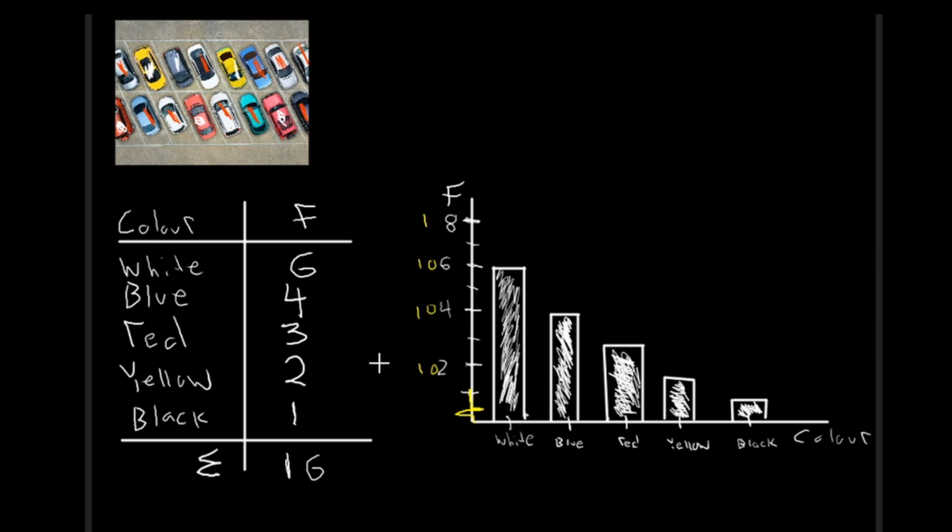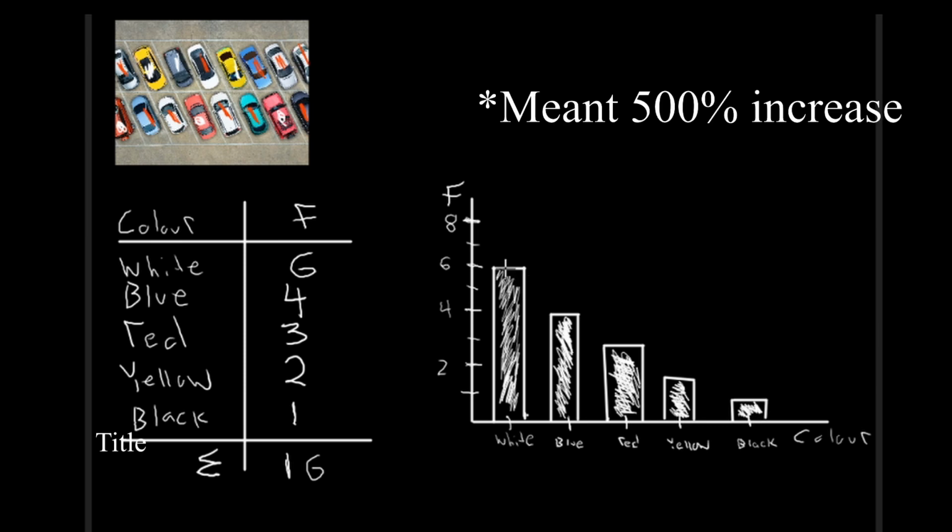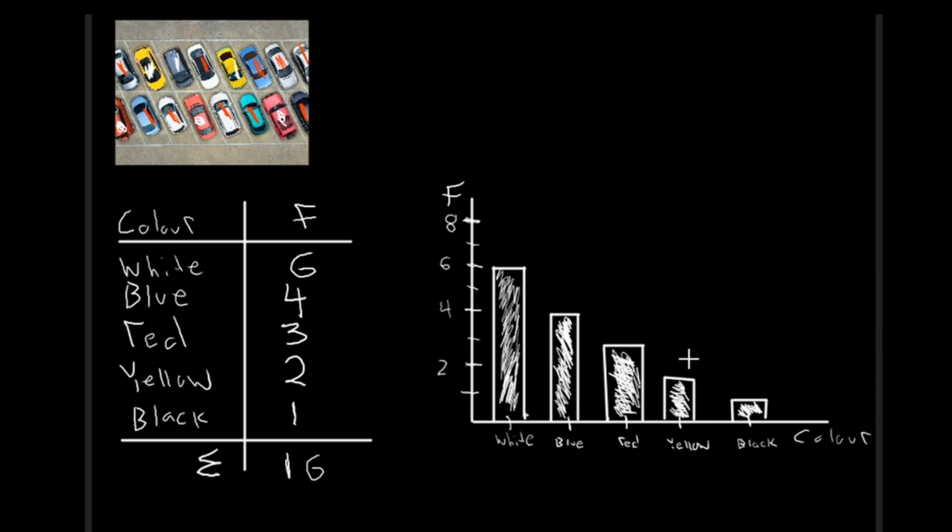Alternatively, if we just undo what we just added there, 6 is a lot more than 1, right? That's a 600% increase from 1. So that's a massive difference between these two. But 106 is not that much more than 101. And so you can very easily create a misleading graph by cutting your vertical axes. So that's a big no-go there.